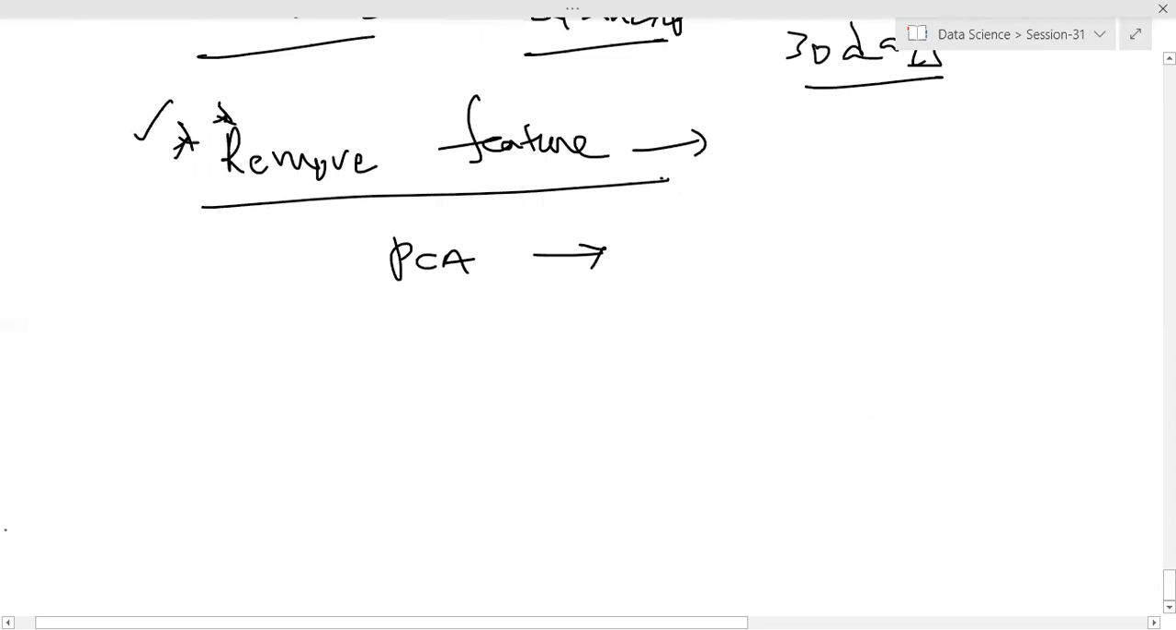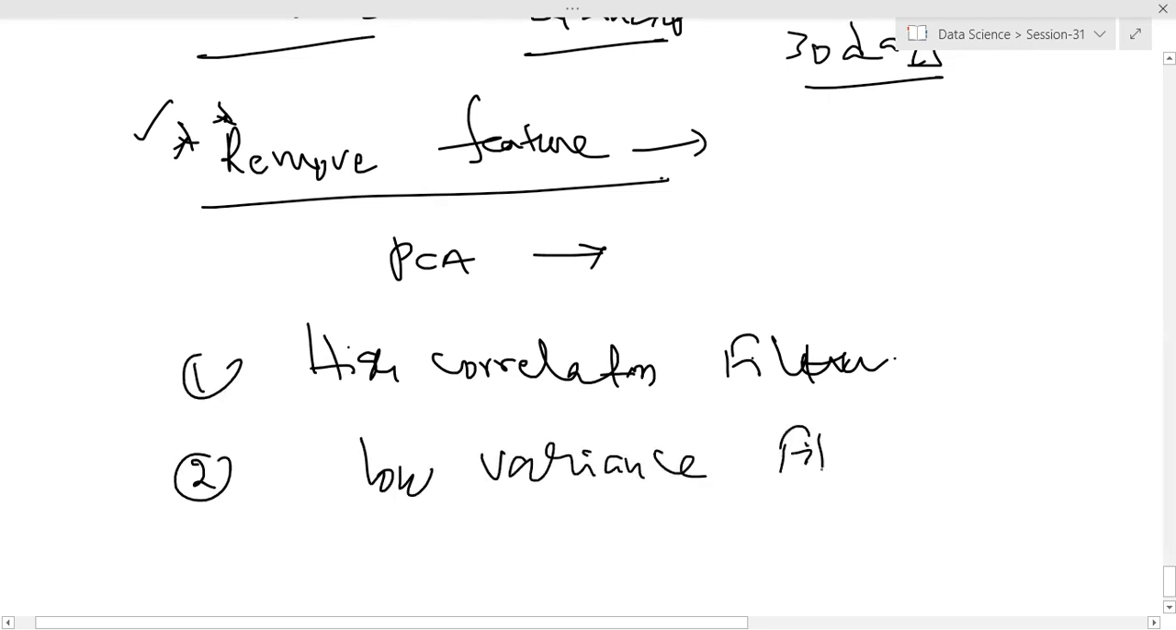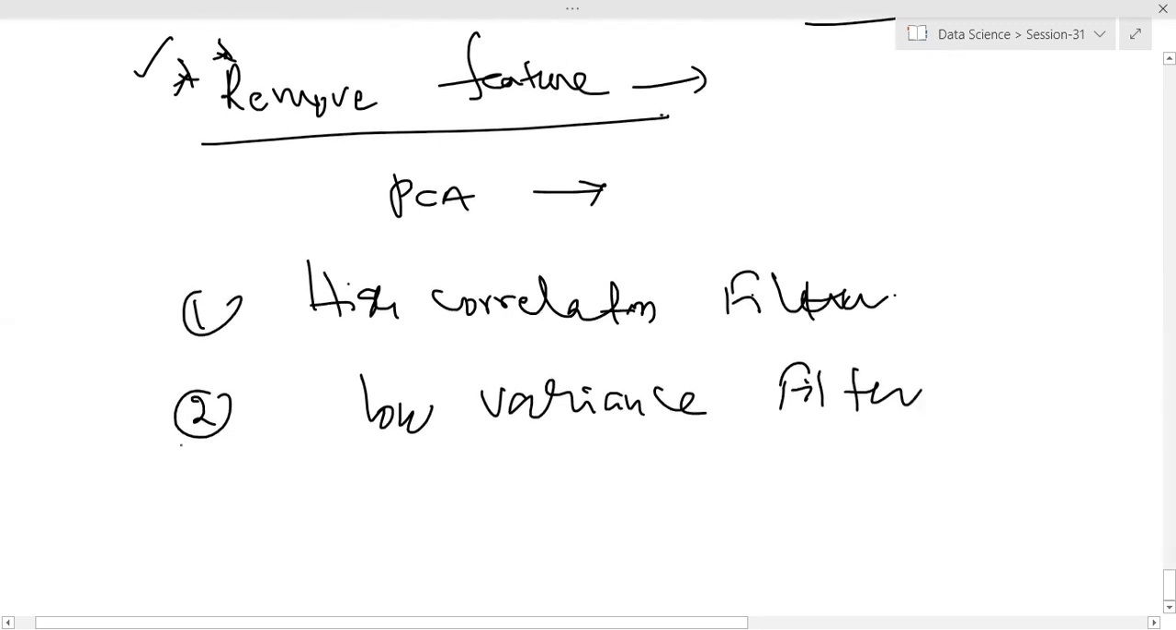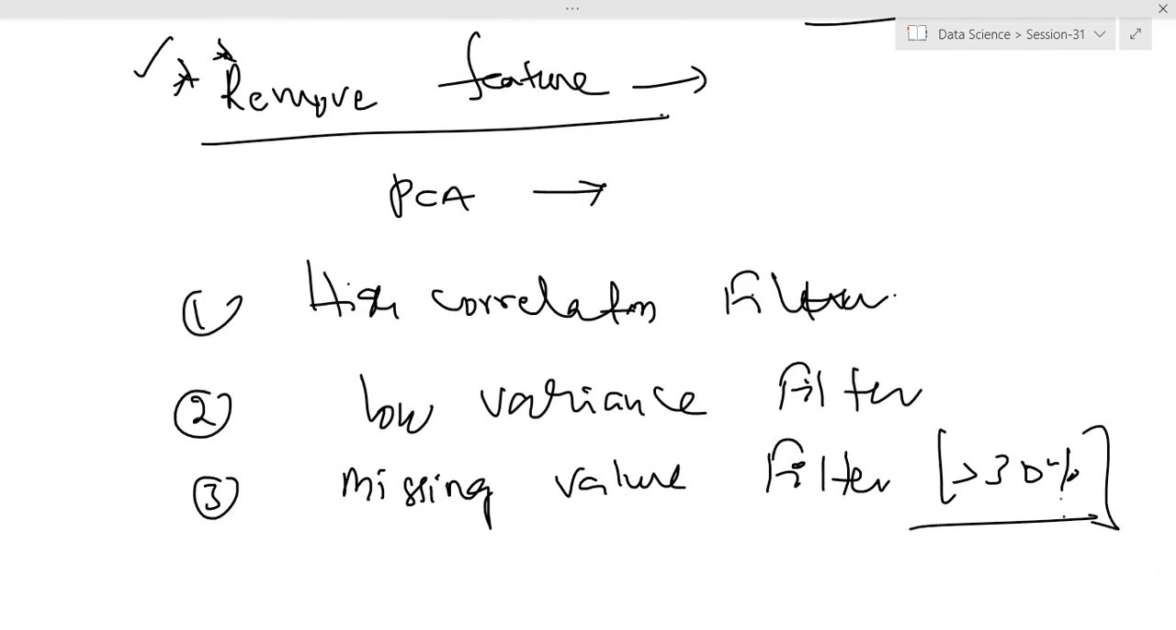No, we discussed high correlation. Very good. Excellent. There are two: one is the high correlation filter, and the low variance filter. And one more thing, earlier also. If we have some missing values, up to some 5%, I think we can manage, but a missing value filter greater than 30%. See, the entire feature itself is projecting null values. Greater than 30%, we are having null values.